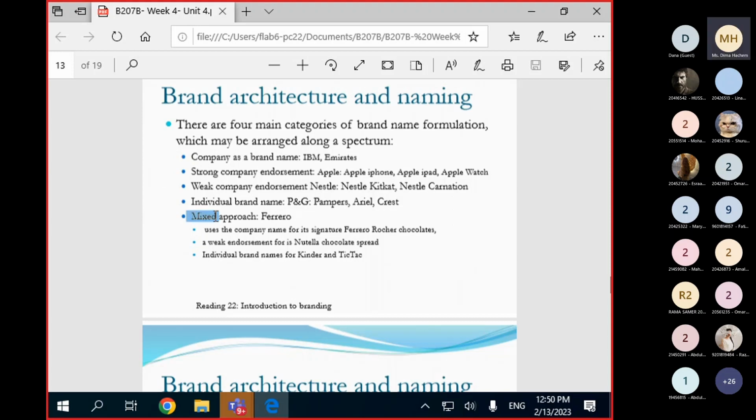Or you could use the mixed approach. What is the mixed approach? It's a mix of all of the above, okay? So sometimes you have weak company endorsement, sometimes you have a strong company endorsement, sometimes you have individual brand names, depending on which products you are working with. So not necessarily a company will have only one strategy for naming its brands, okay?